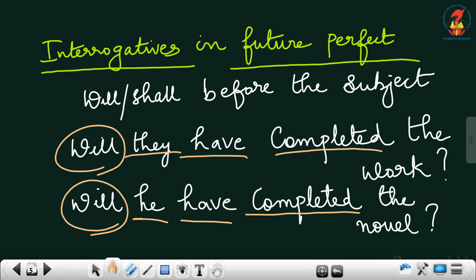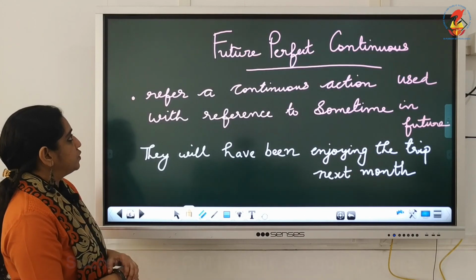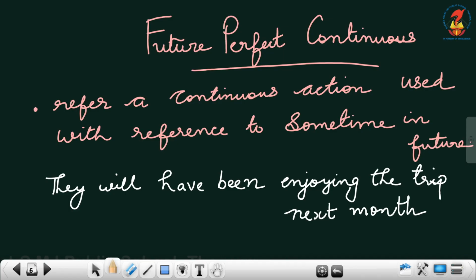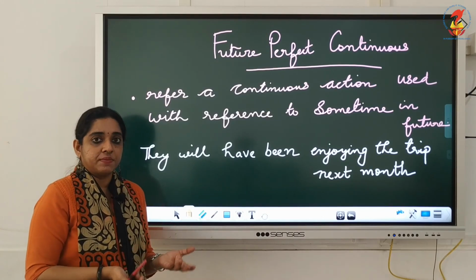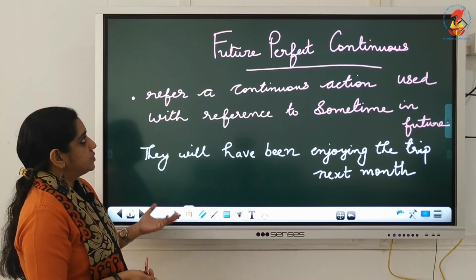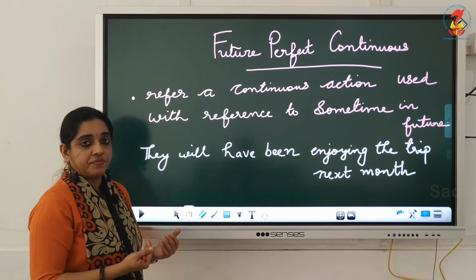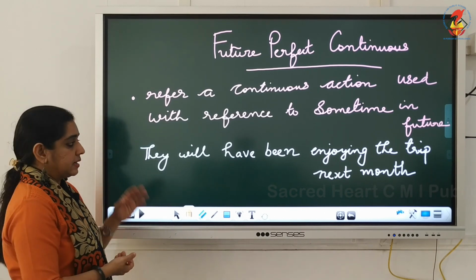Will or shall can be used in the beginning of the sentence to make interrogatives in future perfect tense. Okay children, now let us move to future perfect continuous tense. It is used to refer to a continuous action with reference to something in future. Okay, if you want to refer to something in future, then you can use future perfect continuous. When you come to the example, you will be clear.